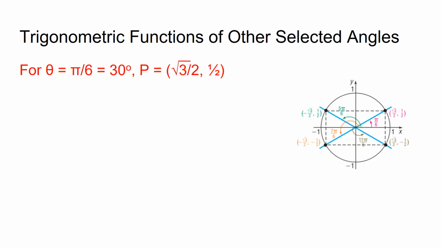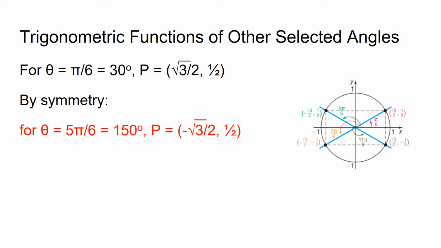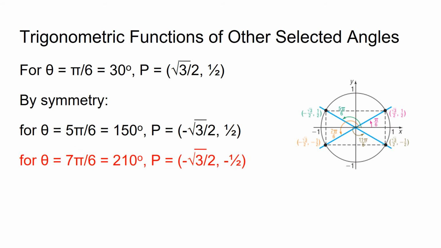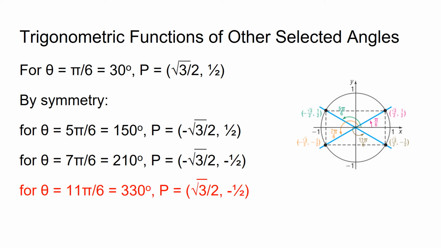The same approach can be used for certain angles related to pi over 6, which is equal to 30 degrees. We begin with the point on the unit circle that corresponds to pi over 6, that is, the square root of 3 over 2, comma, a half. By symmetry, we can obtain the point on the unit circle that corresponds to 5 pi over 6, or 150 degrees. We can also find the one that corresponds to 7 pi over 6, and the one that corresponds to 11 pi over 6.